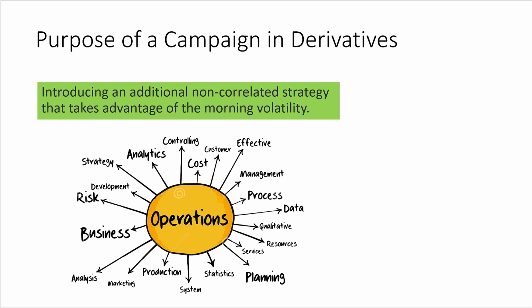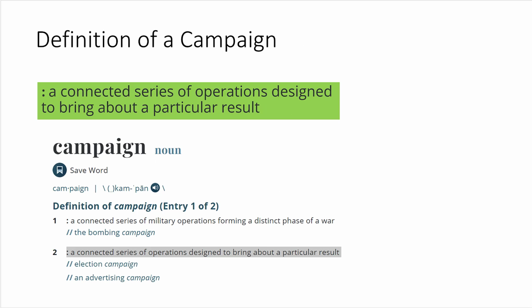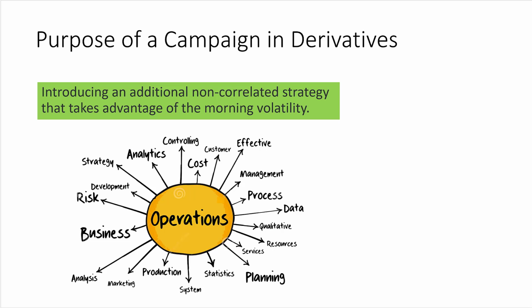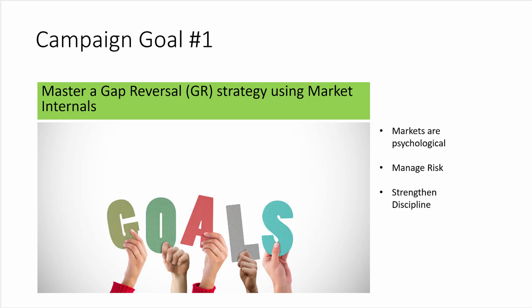With the definition of the campaign as a connected series of operations, before we go into the operations, we first want to understand the purpose of this campaign, and that's basically trying to take advantage of the morning volatility. So campaign goal number 1 is to master a simple strategy that's used by hundreds of thousands of people, but there are things that we have to keep in mind.